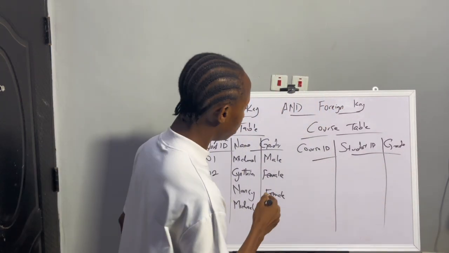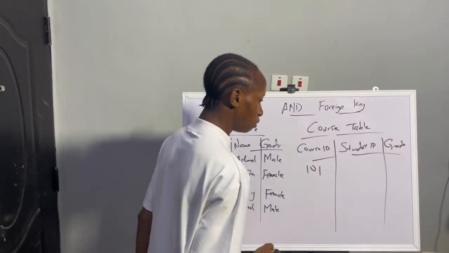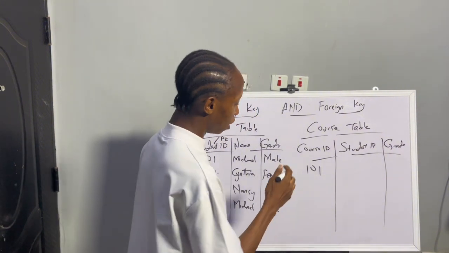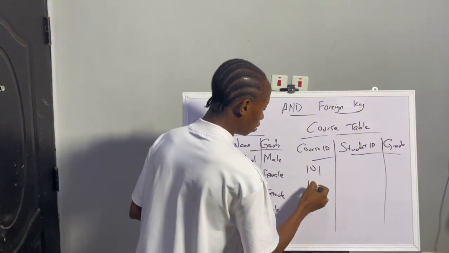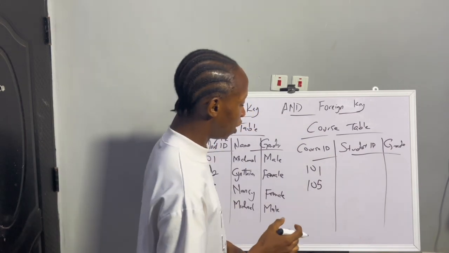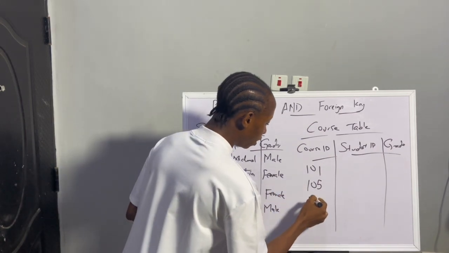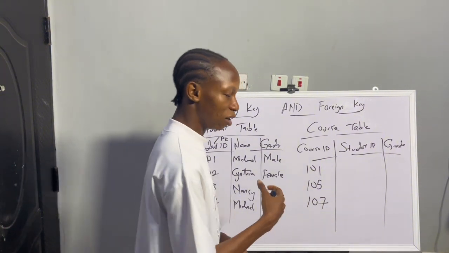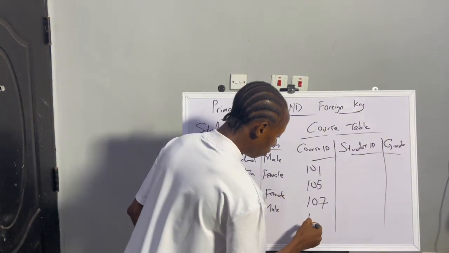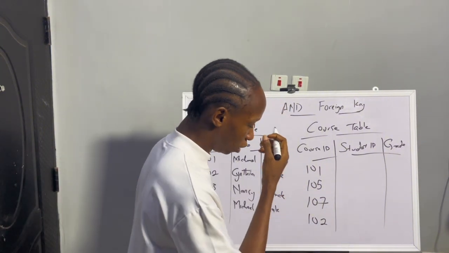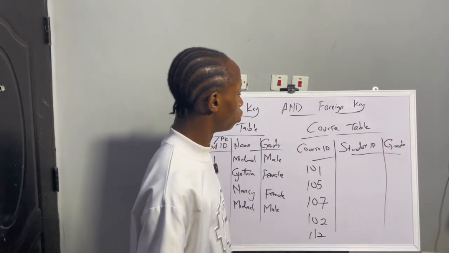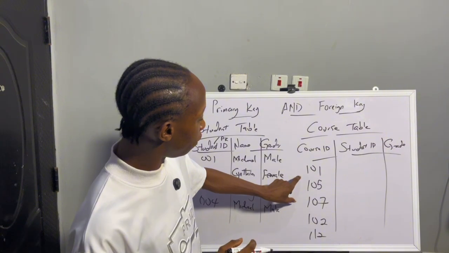So our course ID, let's have 101. Like it is 101, we are accounting students, I'm going to be familiar with that. Let's have 105. Those are lower level courses, don't mind. 107. And let's have one more. Let's have 102 and let's have 112. So now these are five different courses.